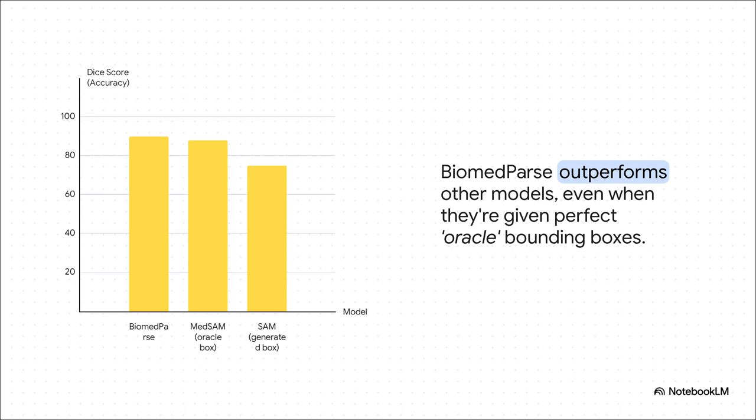This chart shows its accuracy. It's a metric called a DICE score across a bunch of different imaging types. And yeah, BiomedParse is consistently at the top. But here's the real kicker. It even beats other top models like MedSAM when those models are given an oracle box. That's basically a perfect computer-drawn box, like a cheat sheet. Even with a cheat sheet, they still can't beat BiomedParse. Wow.